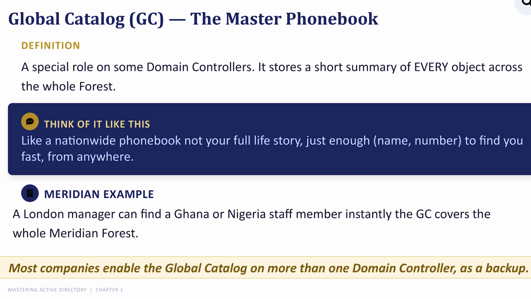Okay, yes. So now, why is that useful? Because organizations have multiple domains and locations. You don't want every search to be limited to one small section of the directory. The global catalog gives a broader view. A company can have more than one global catalog, enabled on another domain controller for backup.